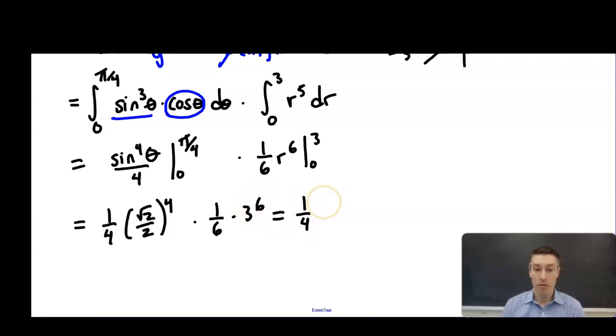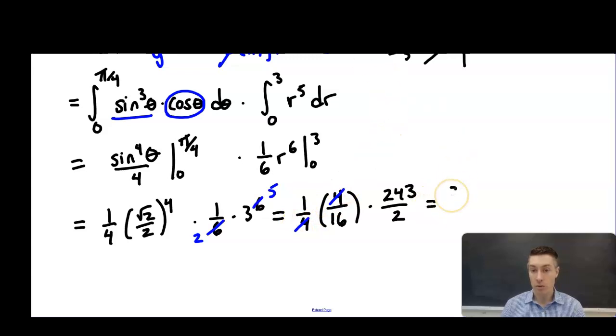Okay, so that's really 1/4 times 2 times 2, so 4 over 16. And then here we can reduce by a factor of 3, just to make life a little easier. 3 to the 5th is going to be 243 over 2. And then here the 4's reduce, so we get 243 over 32. So that's the moment of inertia about the x-axis.